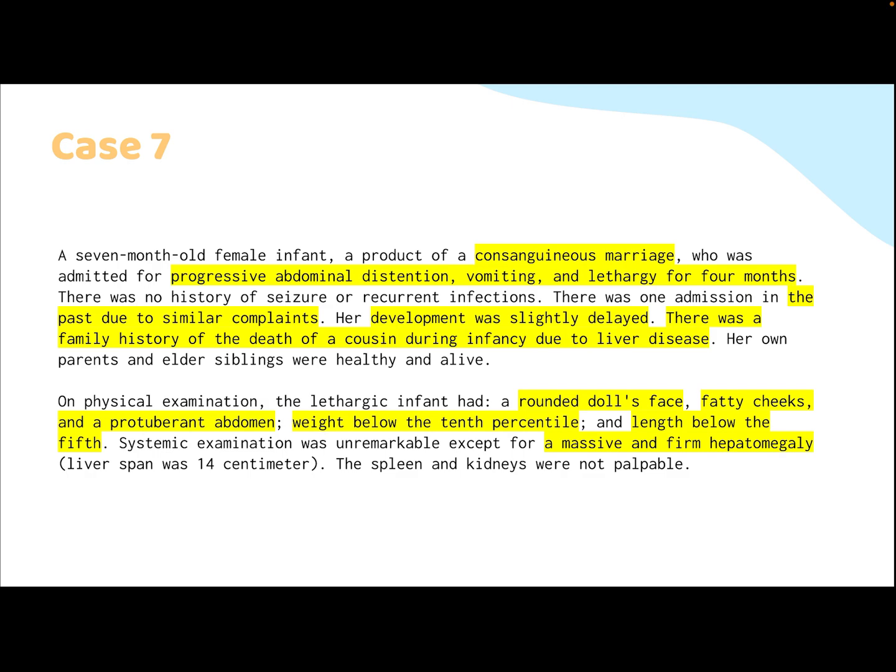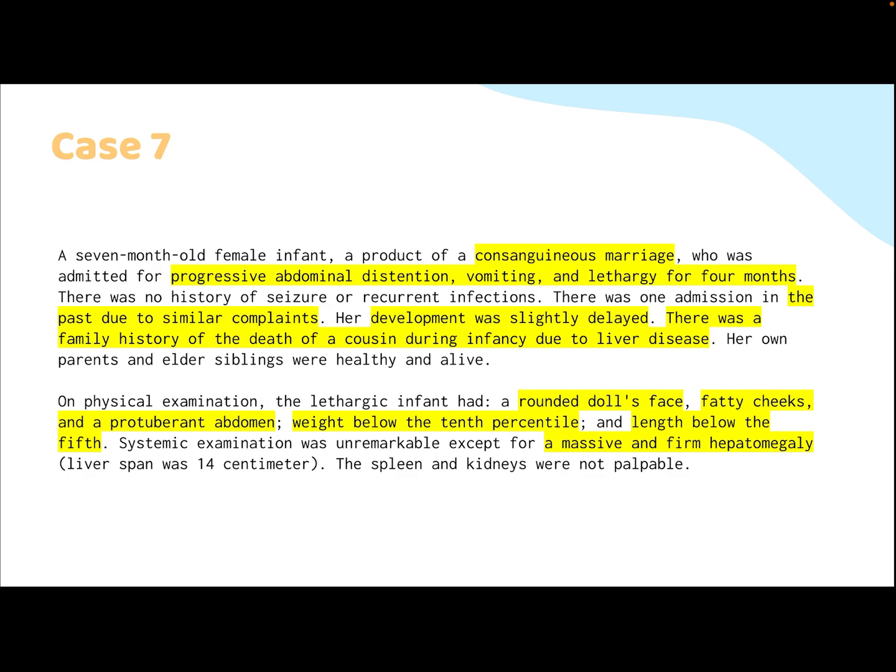Okay, so here we have an infant. She is 7 months old. Her parents are consanguineous. She has been admitted for progressive abdominal distension, vomiting, and lethargy for 4 months. She has been sick for this time. In the past medical history, she had a similar complaint: abdominal distension, vomiting, or lethargy.